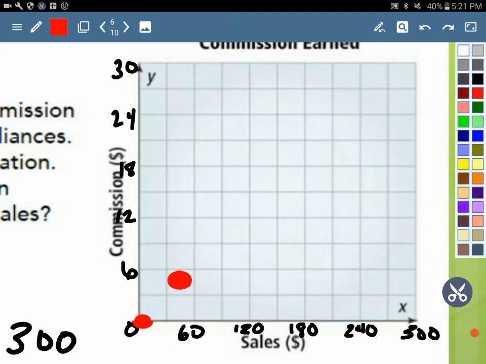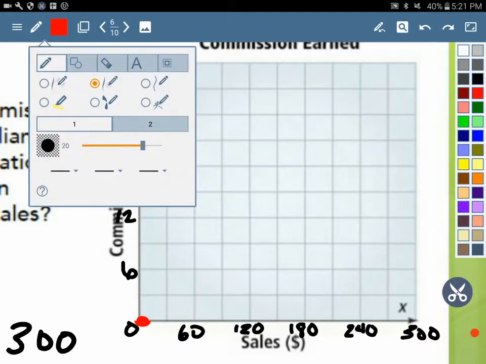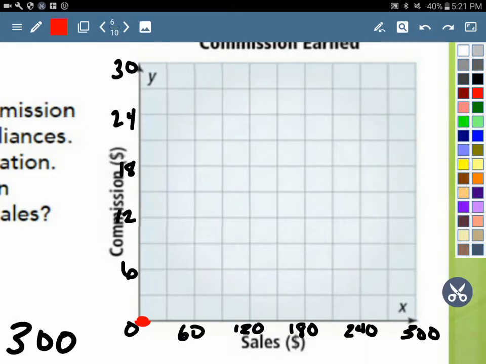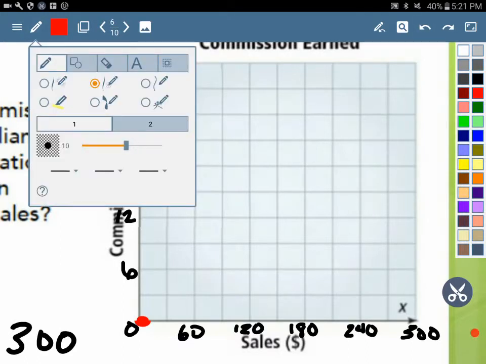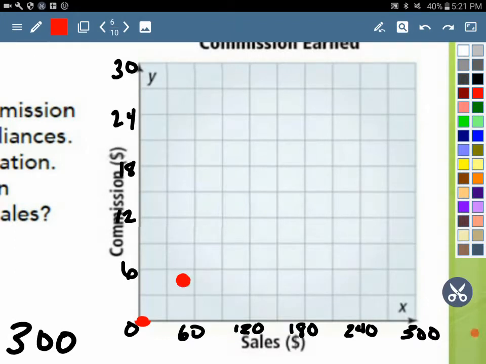My point's too big. Let's try another one. Right about there. So now I want to plot 100. Well, 100 is in between the 60 and 120, and it definitely is more towards the 120. Actually, it's in between 90 and 120 and more towards the 90. So this line right here, it's going to be more towards that one than the 120. So I'm going to estimate that 110 is about right there.